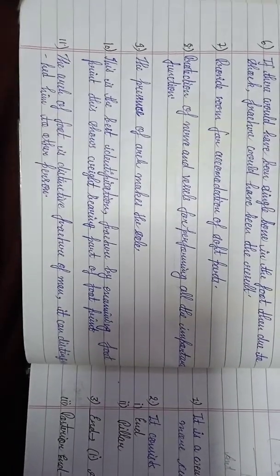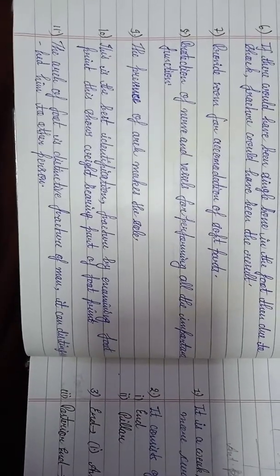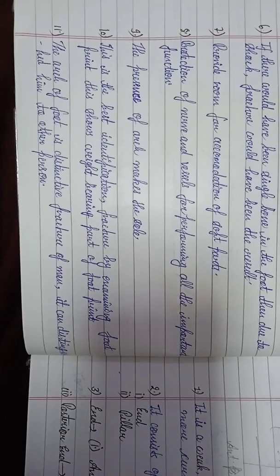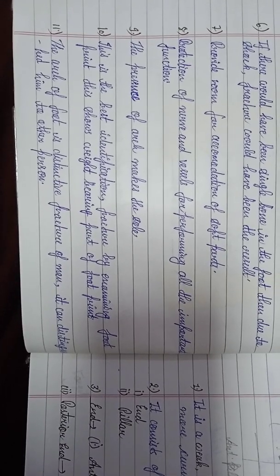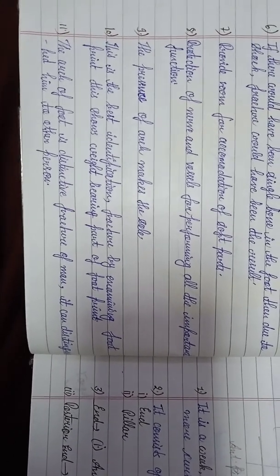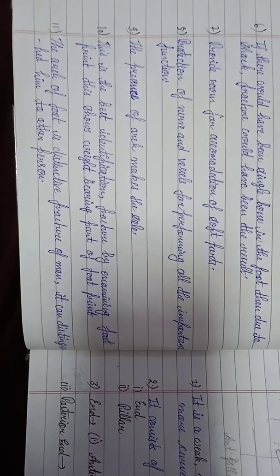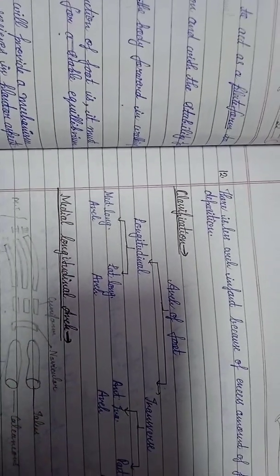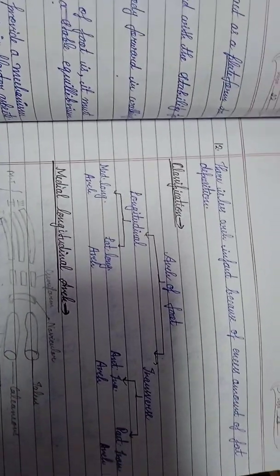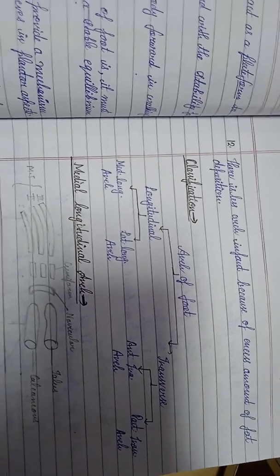The presence of the arch makes the sole concave. The arch is the best identification, seen by examining the footprint. This shows the weight-bearing part of the footprint. The arch of the foot is a distinguishing feature of man. It can distinguish him from other persons. There is less arch in the front because of the excess amount of fat deposition.